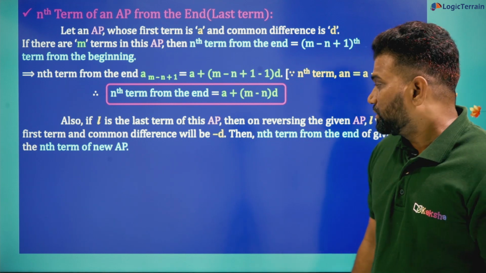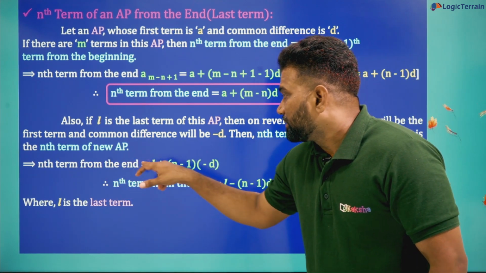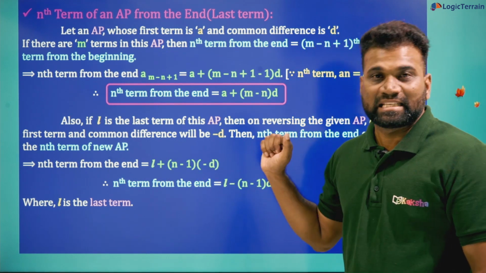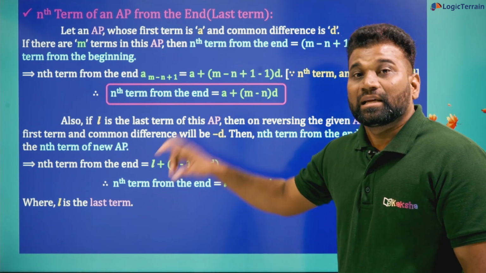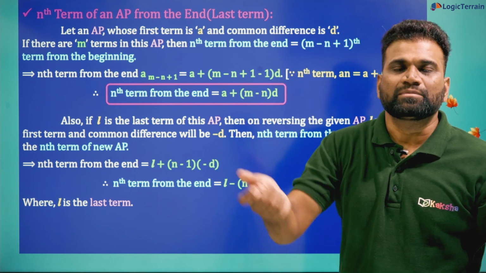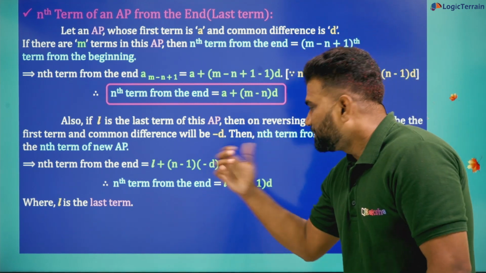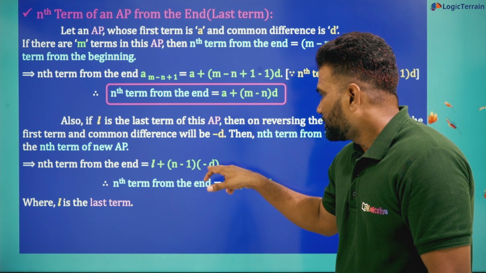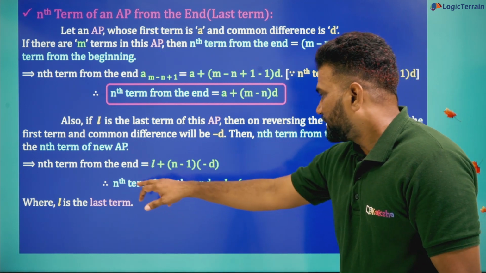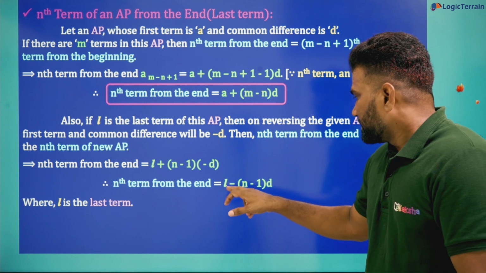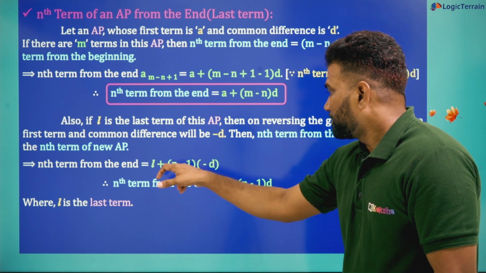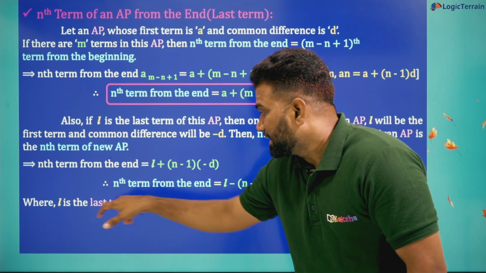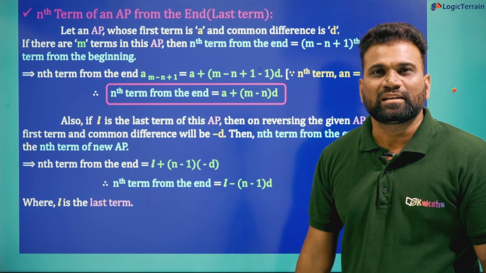So how is it? Let's have a look. The nth term from the end is equal to L plus (n minus 1) into (minus D). Here L is the last term. On reversing, that becomes the first term, and D becomes minus D. So L plus (n minus 1) into negative D. Simplifying further, the nth term from the end is equal to L minus (n minus 1) into D. Here L is the last term.